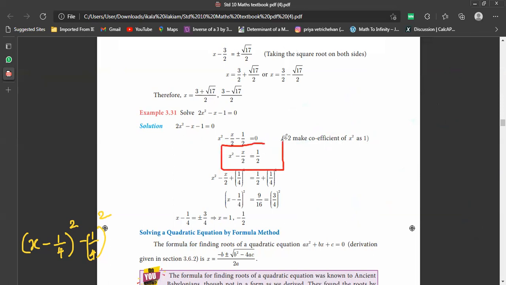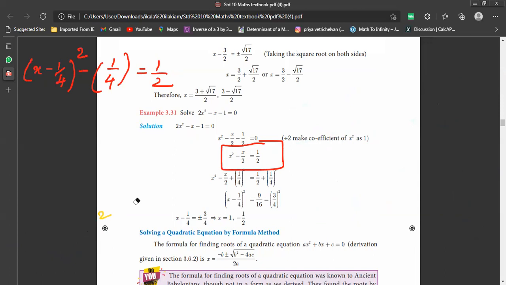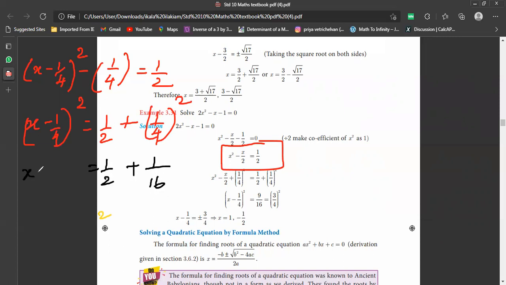So here x square minus x by 2, I'm going to rewrite that as (x minus 1 by 4) the whole square minus (1 by 4) the whole square is equal to 1 by 2. Understood? Yeah. So now you can take the negative (1 by 4) the whole square to the other side. It will become (x minus 1 by 4) the whole square is equal to 1 by 2 plus (1 by 4) the whole square. So now you will have 1 by 2 plus 1 by 16.